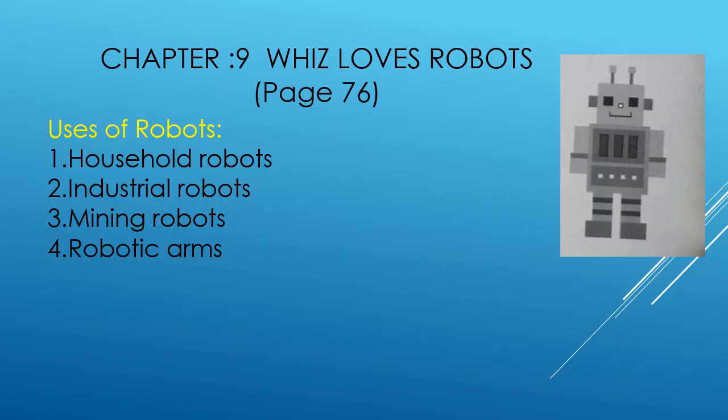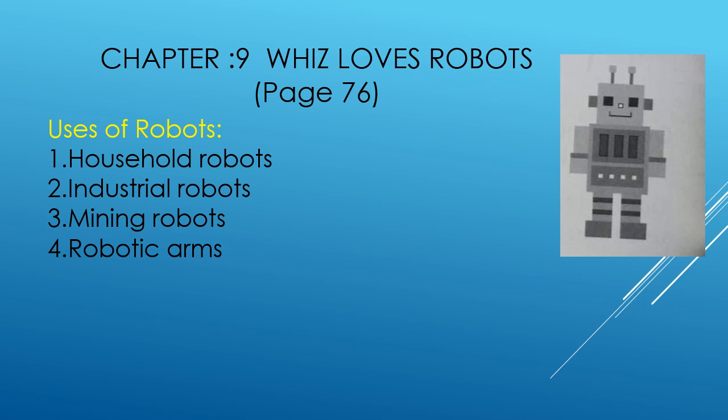Dear students, now we will start chapter number 9, Whiz Love Robots, from page number 76. Please open page number 76 of your book. A robot is a machine designed to do different tasks and is controlled by the computer. Students, every robot is controlled by the computer. A robot has a chip fixed inside it. A computer program is stored on that chip. Usually a computer controls the robot through that chip.